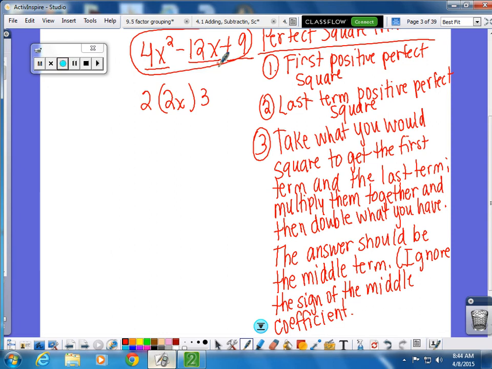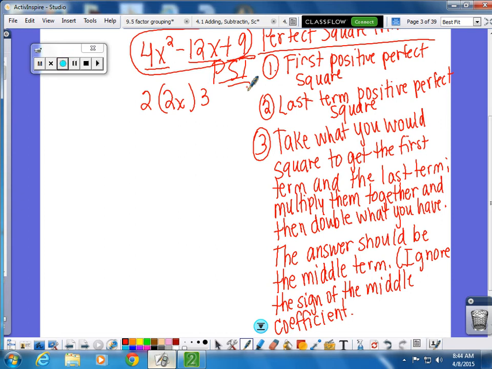Do you get this? 2 times 3 is 6, doubled is 12, right? And it doesn't matter whether this is positive or negative. You can say, oh yes, that's a perfect square trinomial for sure. Okay? So we started out with a binomial square. We know we were going to get a perfect square trinomial. But remember, for the end of this chapter, we're going to have the perfect square trinomial as our problem and factor it into a binomial square.